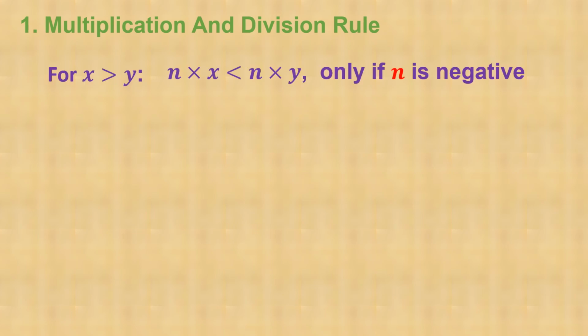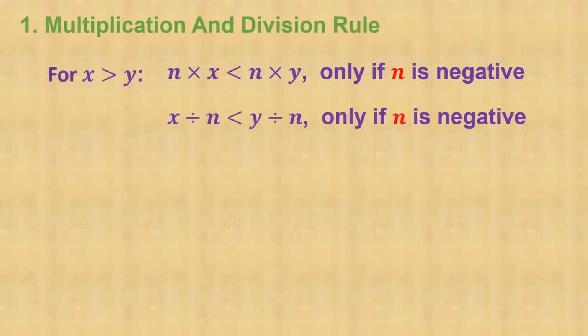In general, the following rules apply to switching inequality. The multiplication and division rule. For x greater than y, n times x is less than n times y only if n is negative. Also, x over n is less than y over n only if n is negative.